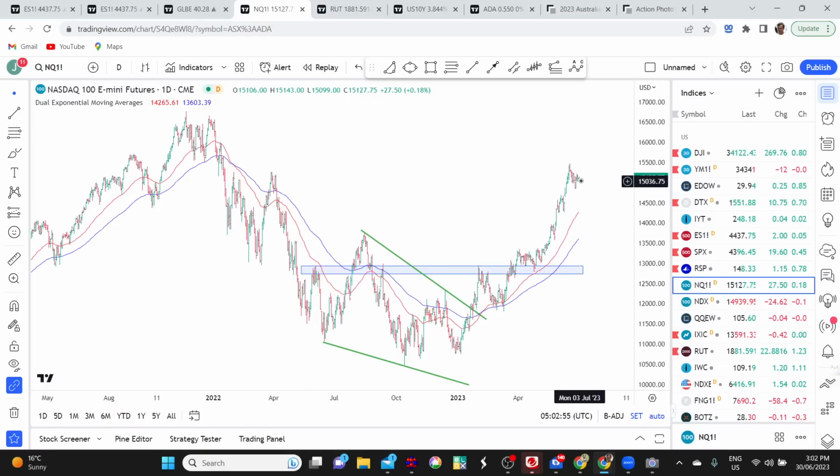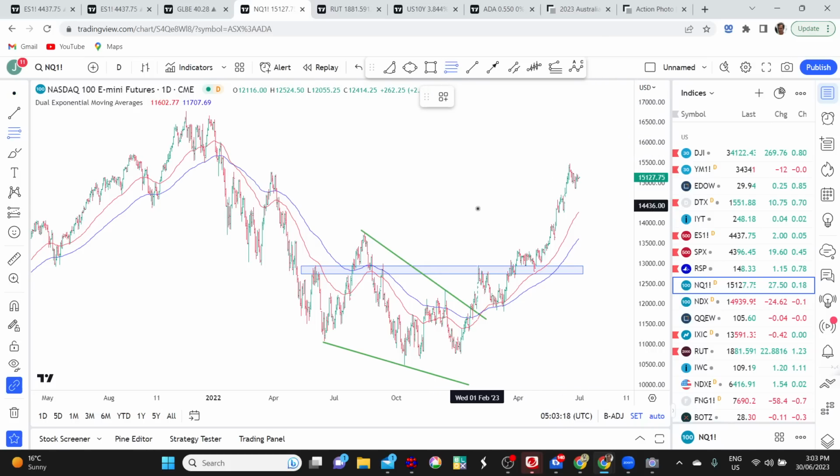Possibly the market could try to dip higher here and just get above this previous high point. But really, I think the consolidation is the play that we're looking at here. It does seem stretched, even though we've had a couple of weeks of consolidation. It's still stretched above the moving averages.